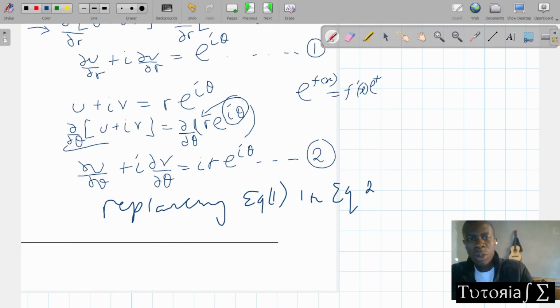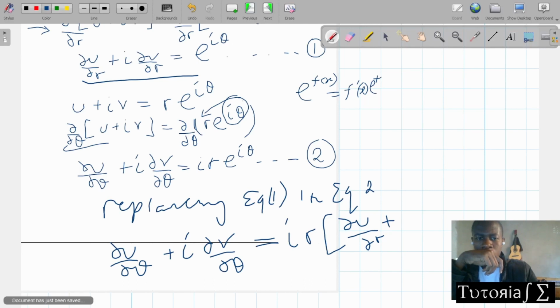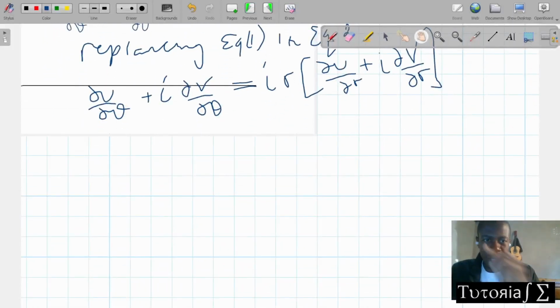So that is du d theta plus I dv d theta equal to I r, and what is our e to the I theta? It is this. So that is du dr plus I dv dr. Okay, so this is v with respect to r. So from here we just simplify and we're done. Under 10 minutes we're done.